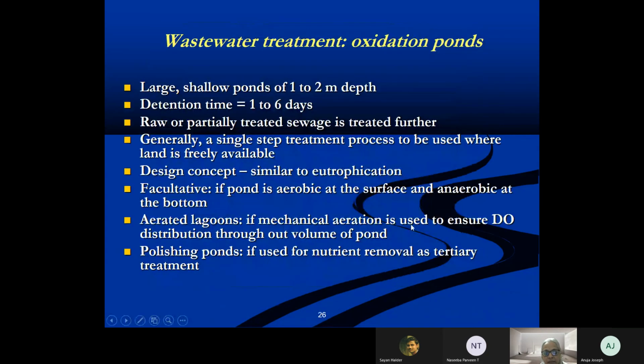These mechanical aerators are used to ensure that the DO is distributed throughout the volume of the tank. I've already mentioned that you want to remove nitrogen and phosphorus after successfully treating the wastewater to the secondary treatment level. If that is the case, then we have what are called polishing ponds. In those polishing ponds, you can design them as oxidation ponds. And that is the polishing pond concept.